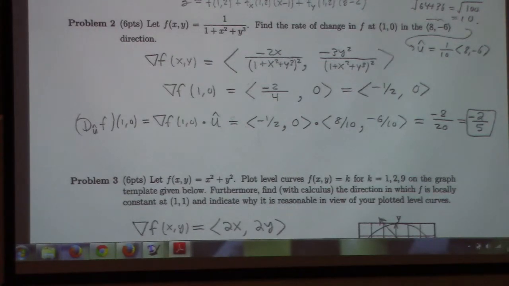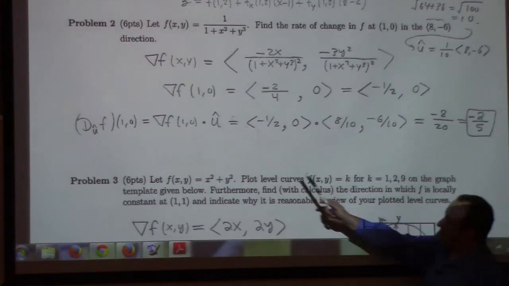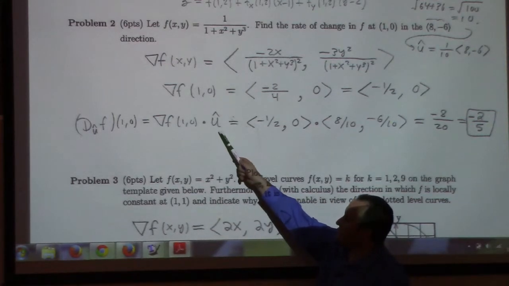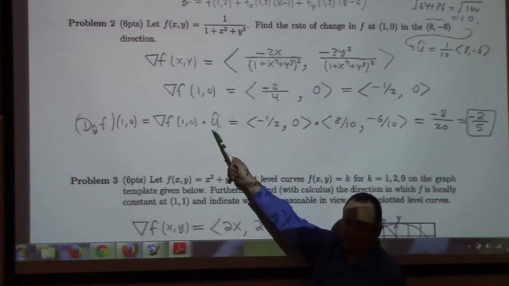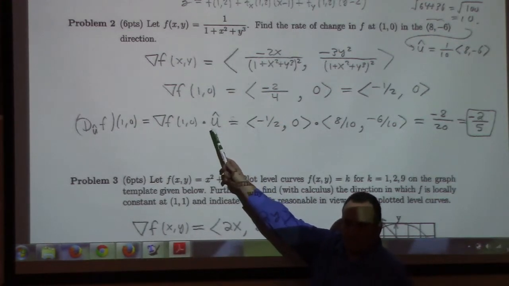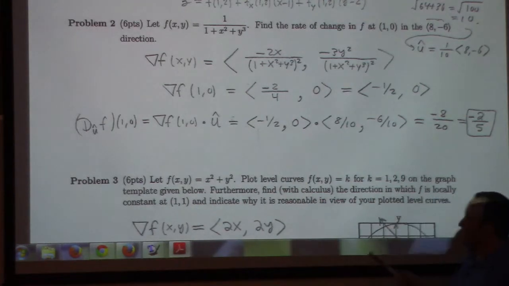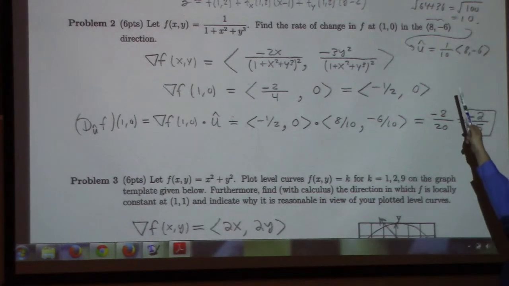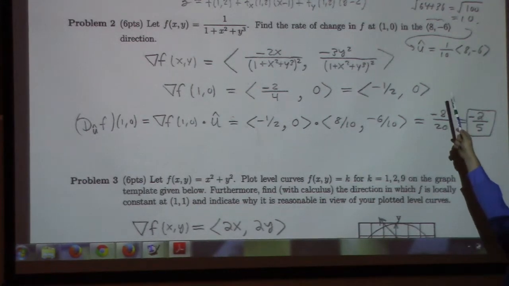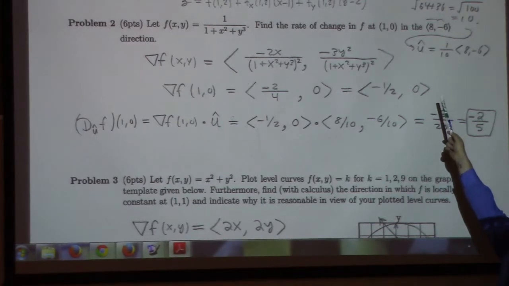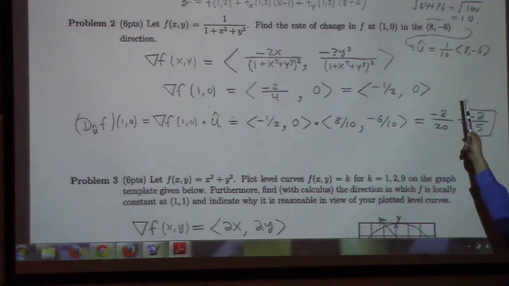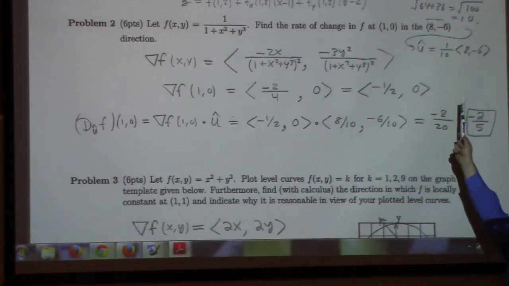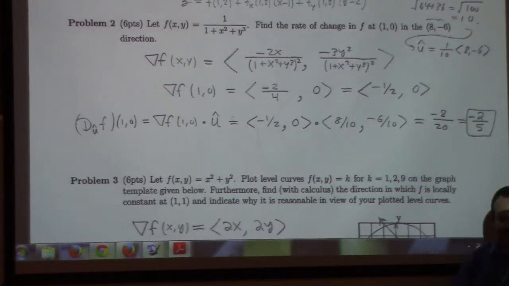Now, there's one important caveat to that. This does indeed have to be a unit vector, right? So be careful if you're calculating directional derivative that you're taking the dot product with a unit vector, right? That's part of the deal here. So if I give you a vector like 8, -6, don't be fooled. That's not a unit vector, right? 8, -6 is a vector of length 10. So I have to divide by 10 to make it a unit vector. Yeah, that's right.